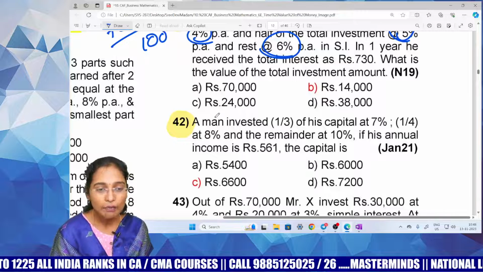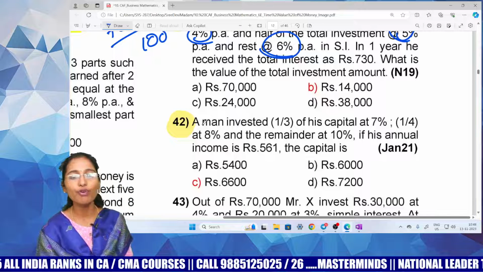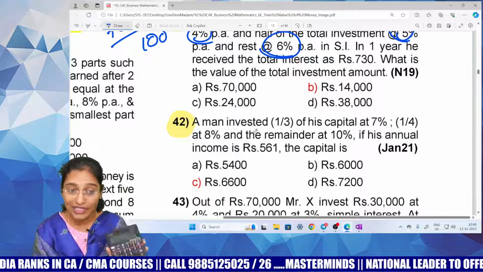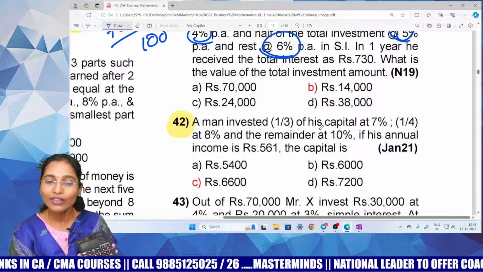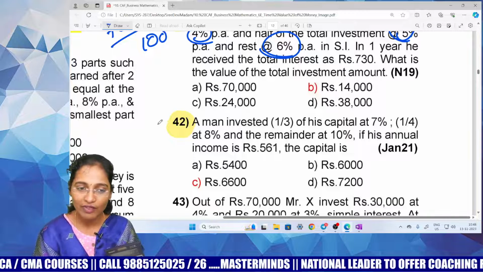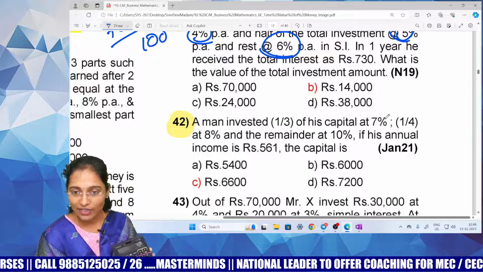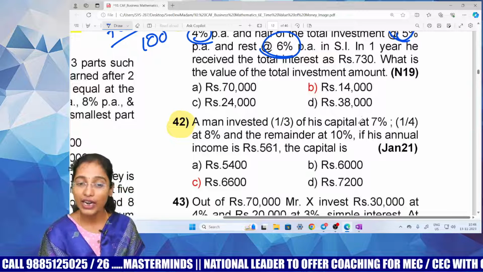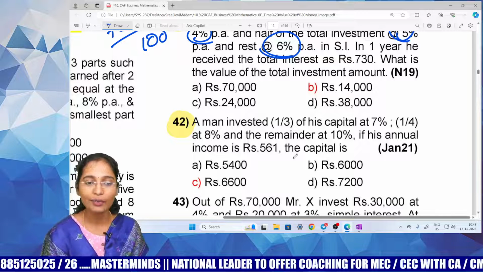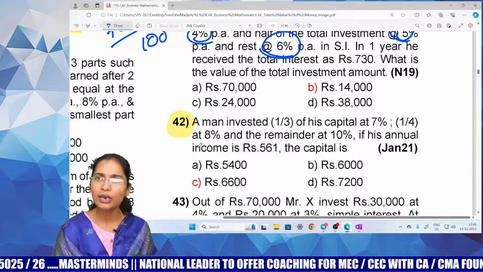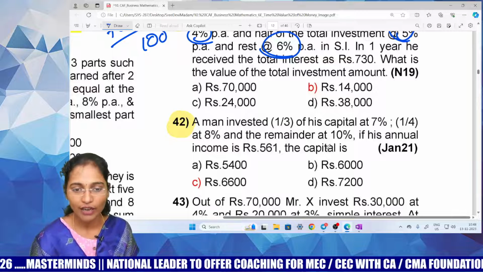So I'm expecting the same from you all for question number 42. Please try to do the same. The first investment is 1/3, the second investment is 1/4, and the third investment is the balance. The first is invested at 7%, the second at 8%, and the third at 10%. If his annual income, meaning 1 year interest, is 561, the capital is?